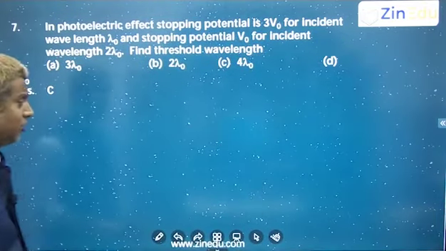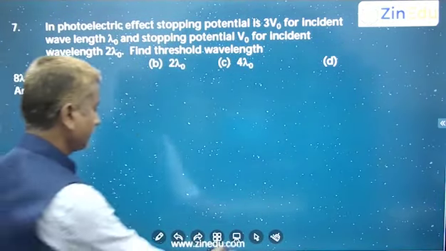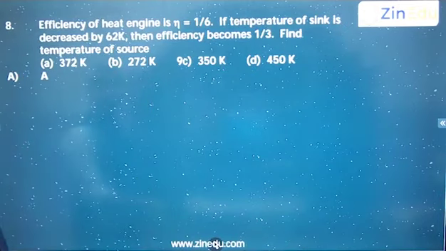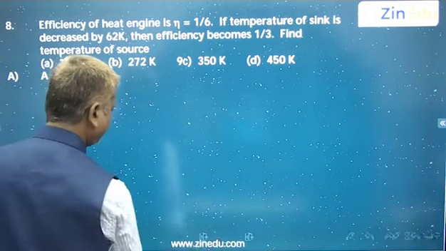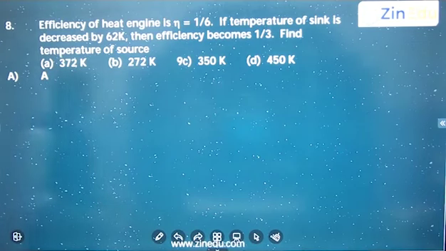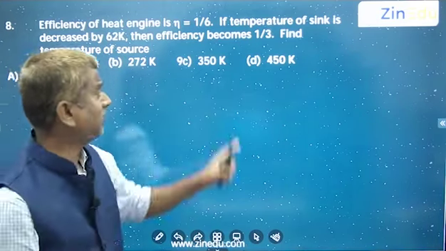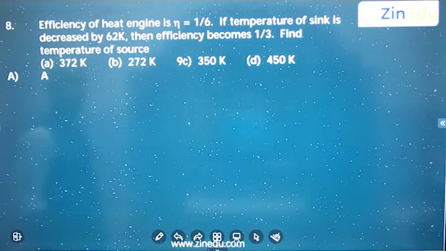We'll proceed to the next question. This is a question in thermodynamics. Efficiency of a heat engine is 1 by 6. And if the temperature of the sink is decreased by 62 Kelvin, then the efficiency becomes 1 by 3. Find the temperature of the source. What is the temperature of the source?